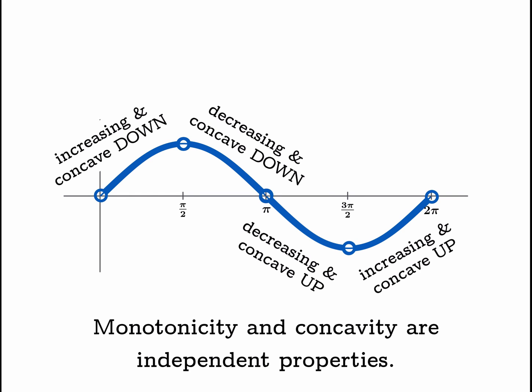Just because you know the monotonicity doesn't mean you know the concavity, and vice versa. They work independently of each other. All four combinations are possible, and indeed, if you just look at the graph of sine, you get all four behaviors on the interval from 0 to 2 pi.